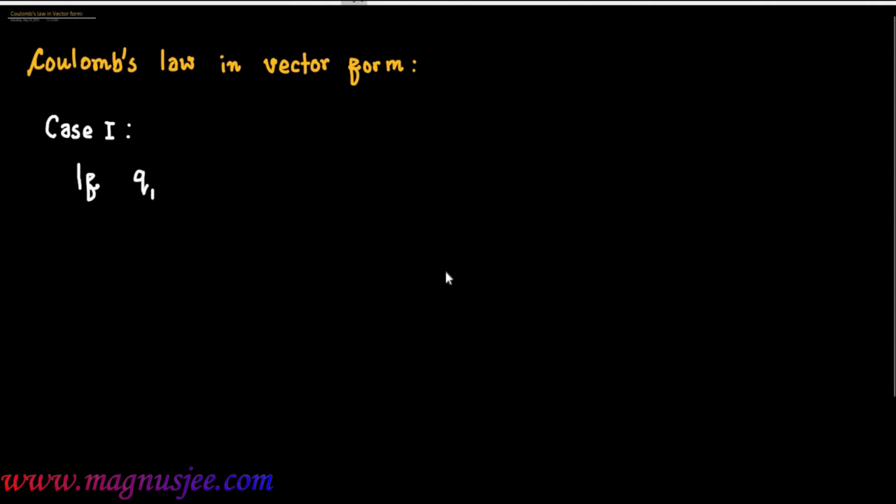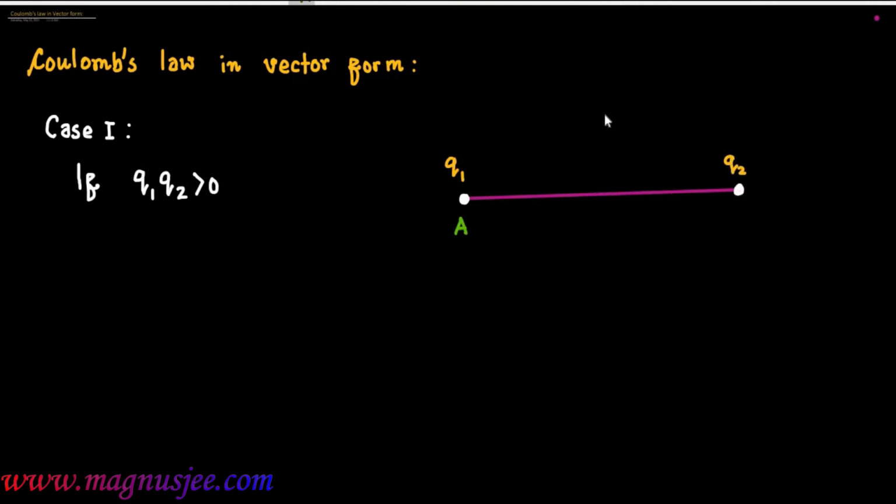That means q1 q2 is greater than 0, and on the right hand side we can draw the diagram. A point charge q1 is placed at the point A. Another point charge q2 is placed at the point B.